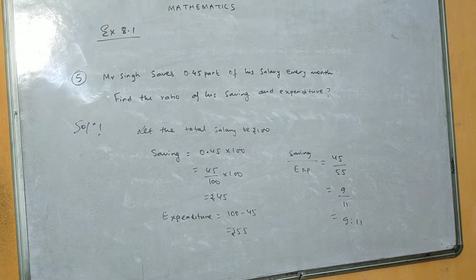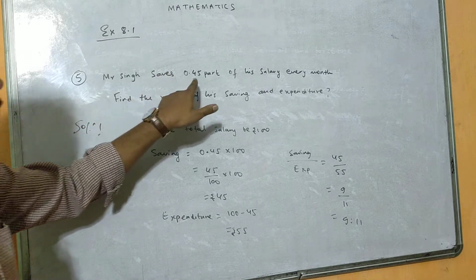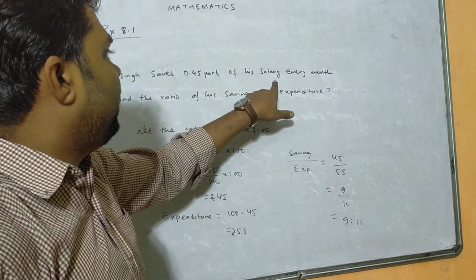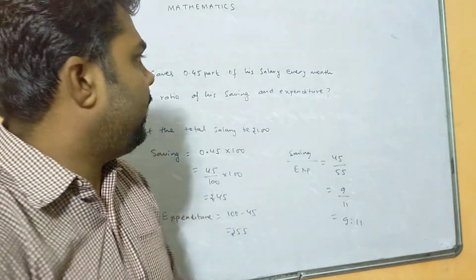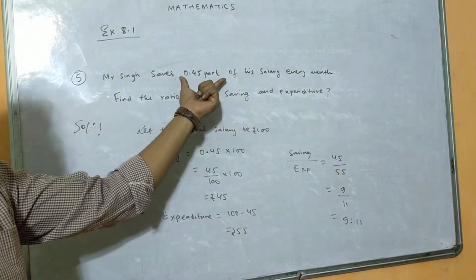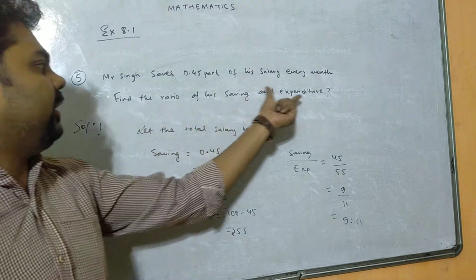Next question we have, Mr. Singh saves 0.45 part of his salary every month. So how much part Mr. Singh is saving? 0.45, right? Every month he is saving this much. Find the ratio of his saving and expenditure.